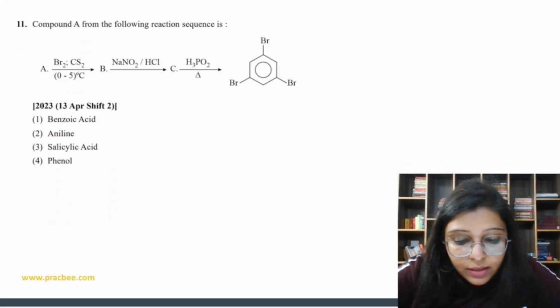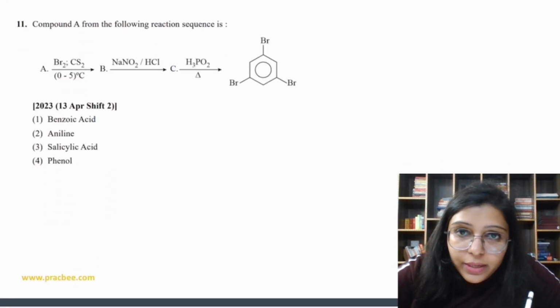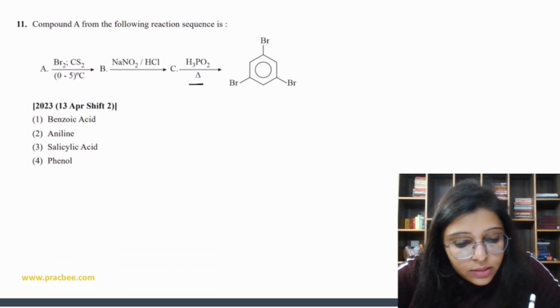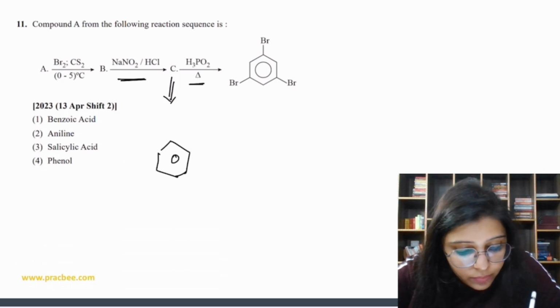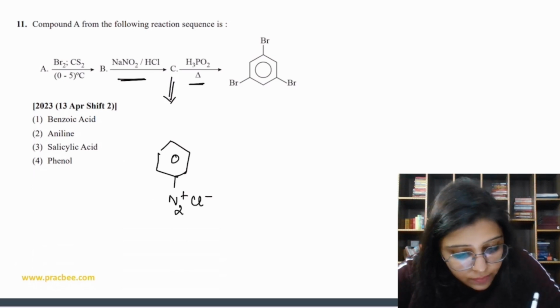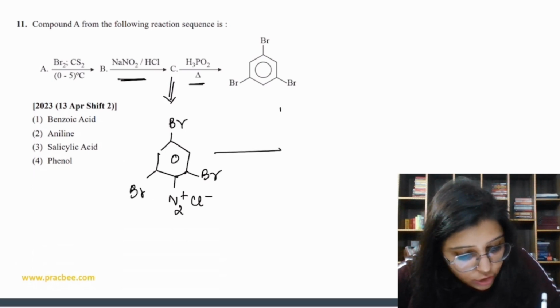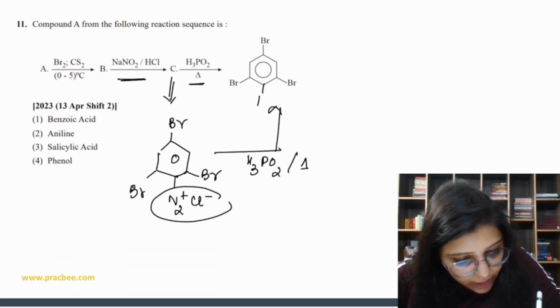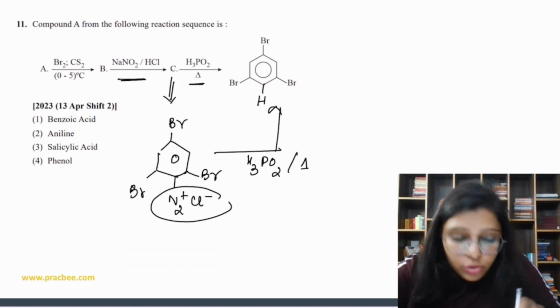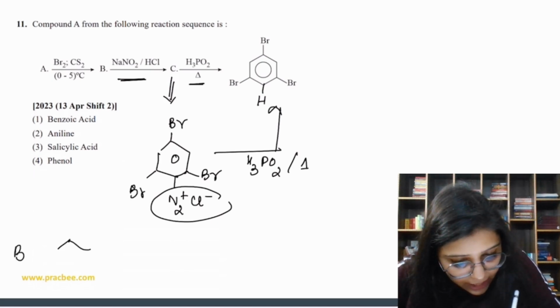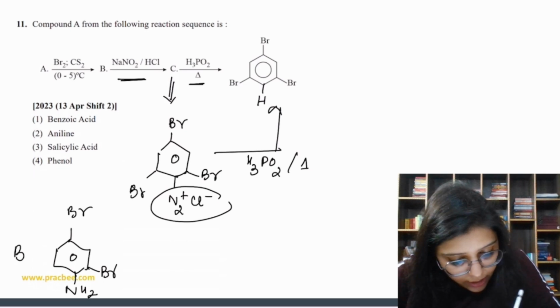Now next, A, Br2/CS2, NaNO2, HCl, H3PO2 and we get this one. Okay, what is the role of NaNO2? So C must be benzene diazonium chloride. Okay, here we must have this. C should be this: Br, Br, Br. Then on reaction with H3PO2 and heat, N2+ is replaced with hydrogen. Now N2+ Cl-, right? So B must be aniline, right? Here we should be having NH2. So Br, Br and Br.